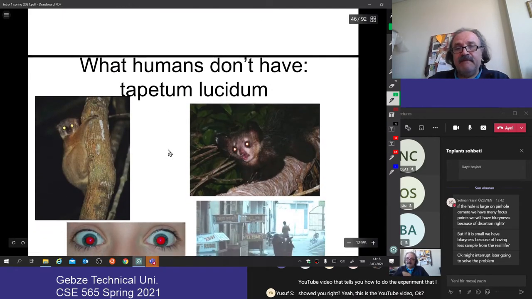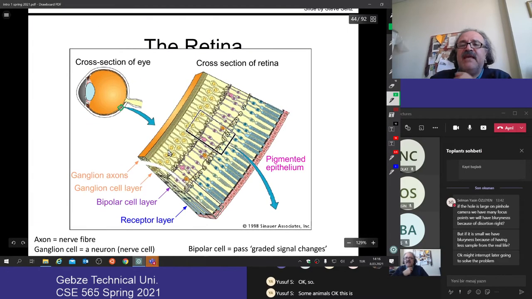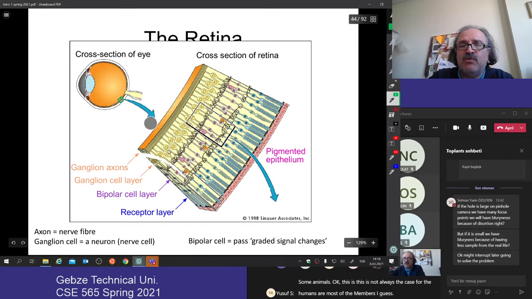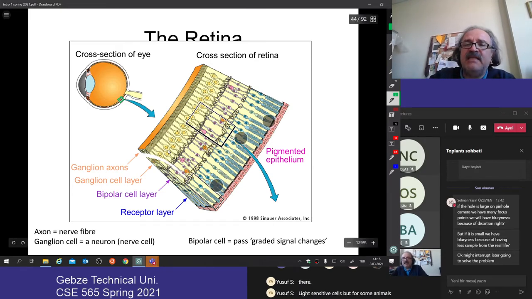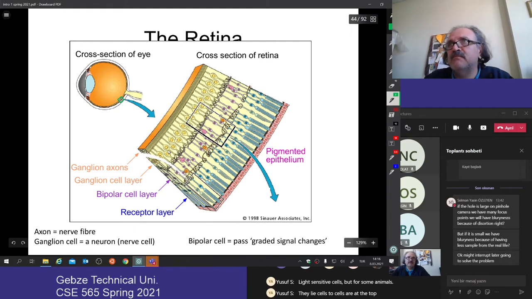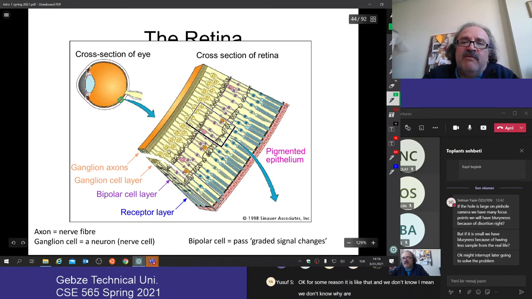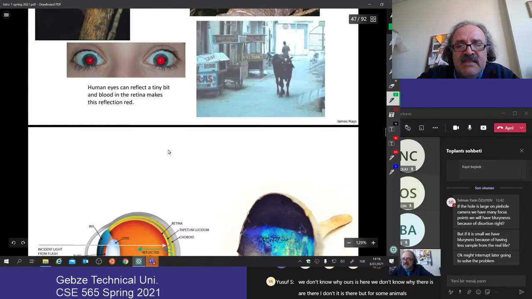Okay, so some animals, this is not always the case. For humans and most of the mammals, I guess, the light has to go through these layers and reach the light sensitive cells. But for some animals, their light sensitive cells are at the top. For some reason it is like that, and we don't know. I mean, we don't know why ours is here. We don't know why theirs are there. But for some animals, it is interesting.